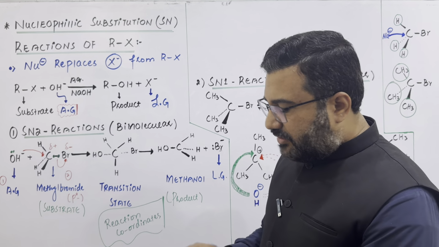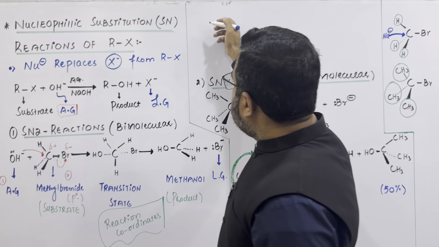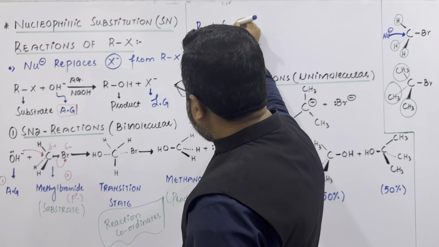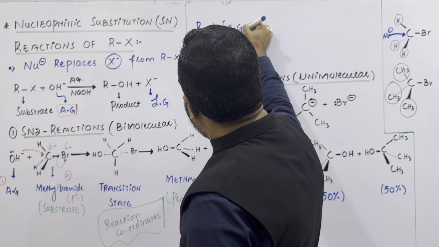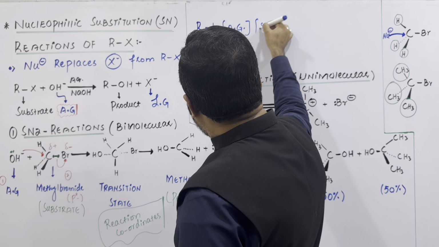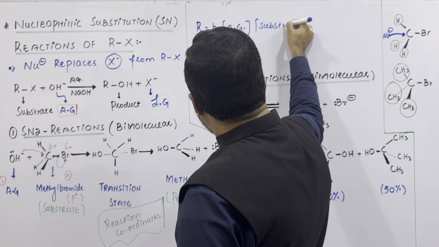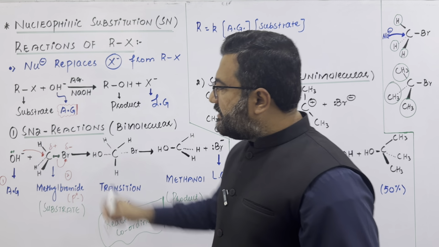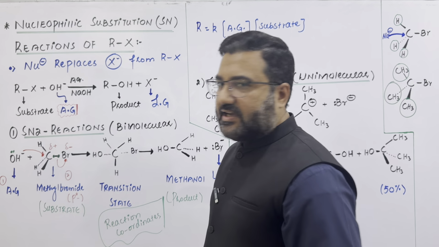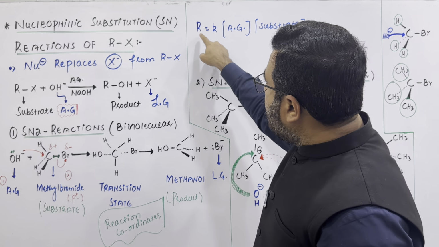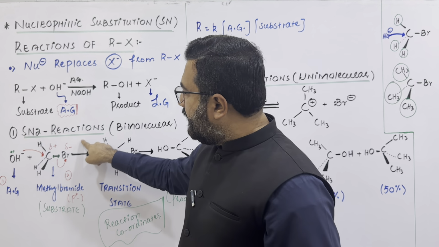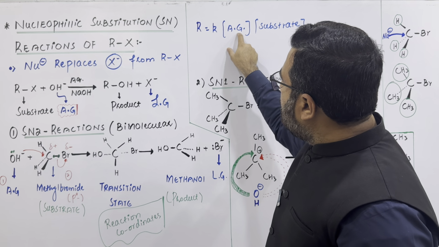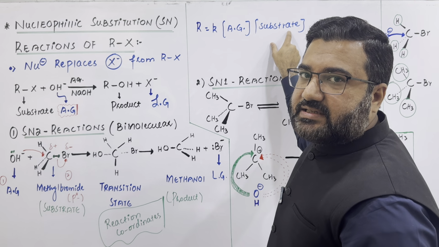Now, my dear students, how can we write down its rate law? So its rate law will be R is equal to K, attacking group and substrate. The attacking group is OH negative and the substrate is methyl bromide. It means that the rate of reaction in case of SN2 reactions depends upon the concentration of both the attacking group as well as the concentration of the substrate.